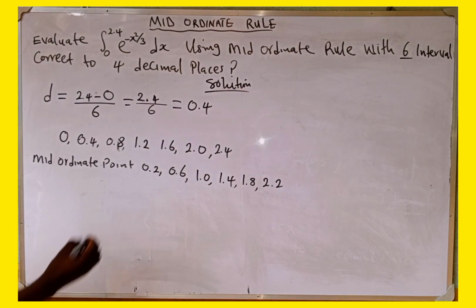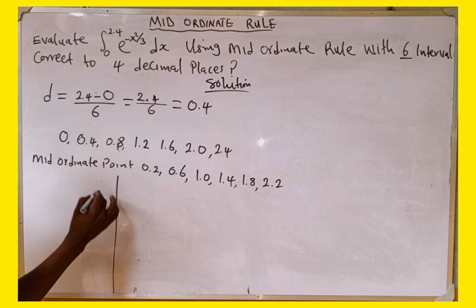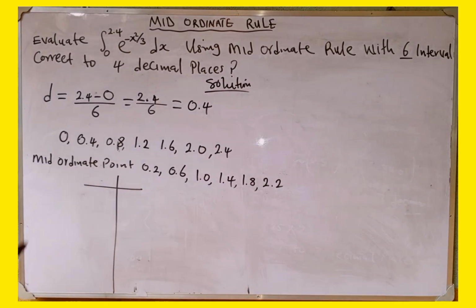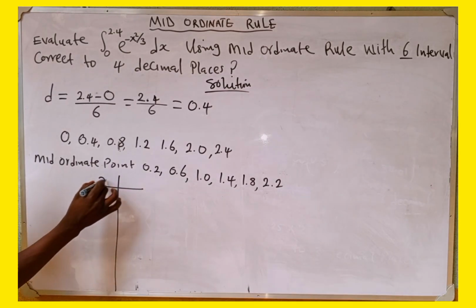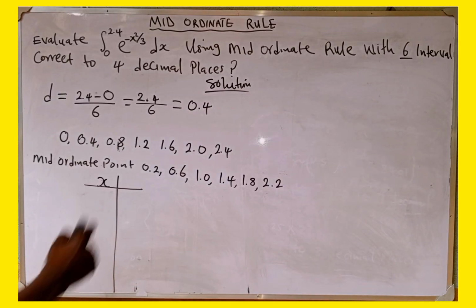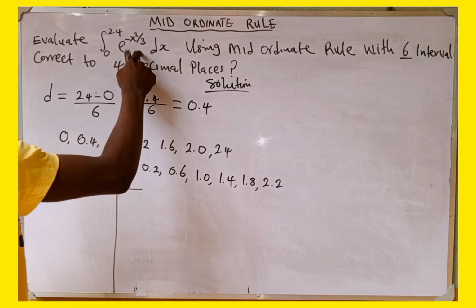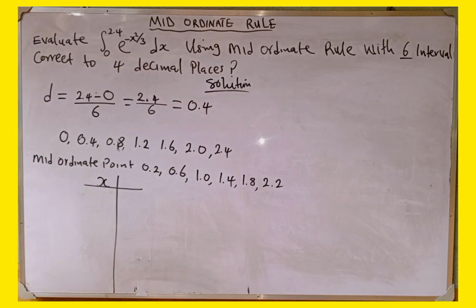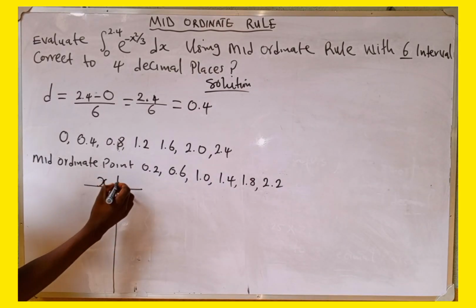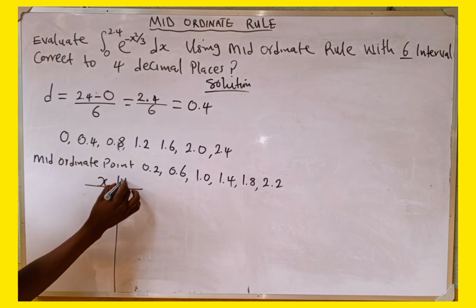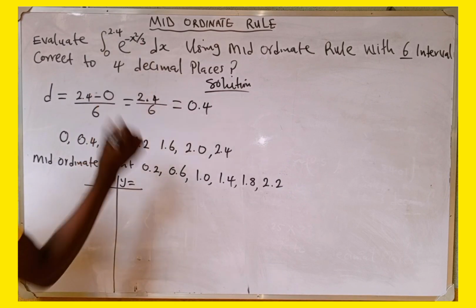The next thing we are going to do is draw a table. The first column of the table is going to be denoted as x, because we are integrating with respect to x. And the next column is going to be the function, which is equal to what?